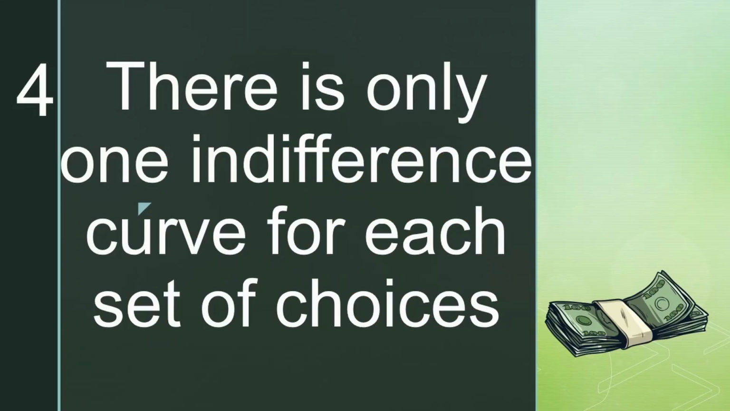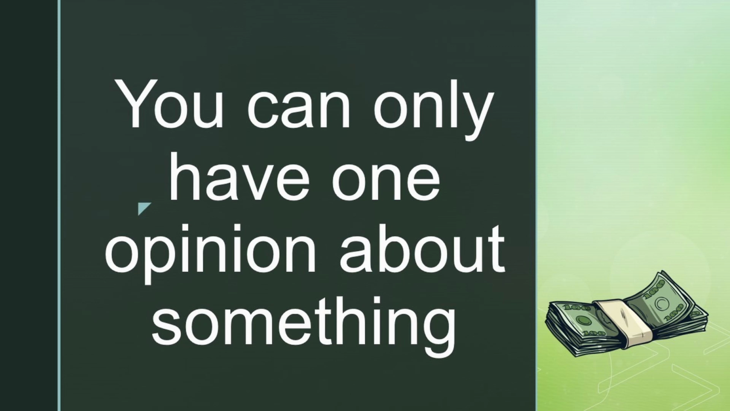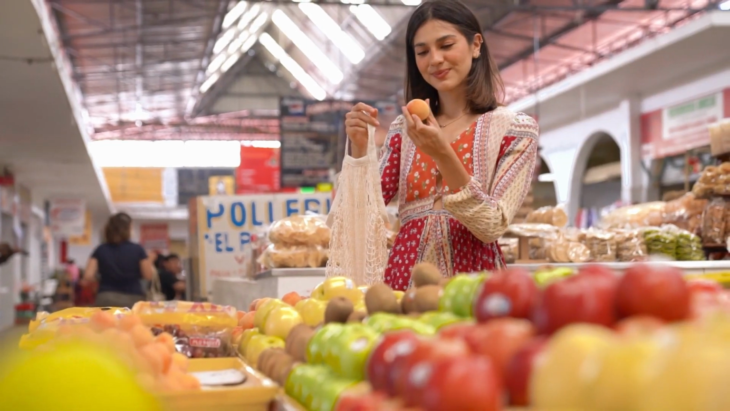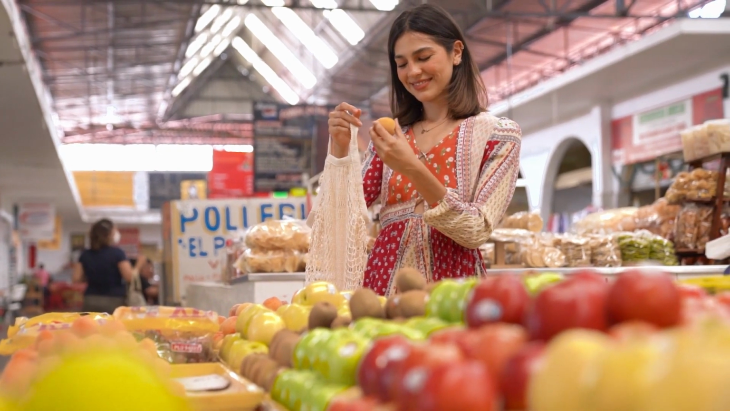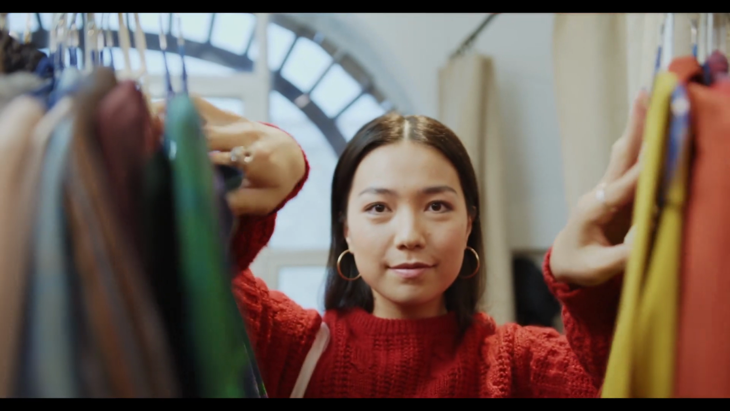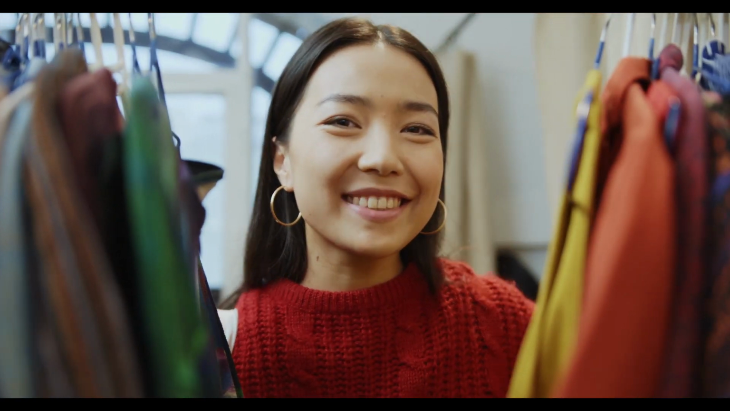The fourth property is that there is only one indifference curve going through each set of choices. You can like something or not like it, but you can only have one opinion about it. You like or don't like ice cream, or don't care about ice cream. So, now that we know what indifference curves are, how are they useful? Well, they can help us understand behavior and predict the choices people will make, or the choices people should make.